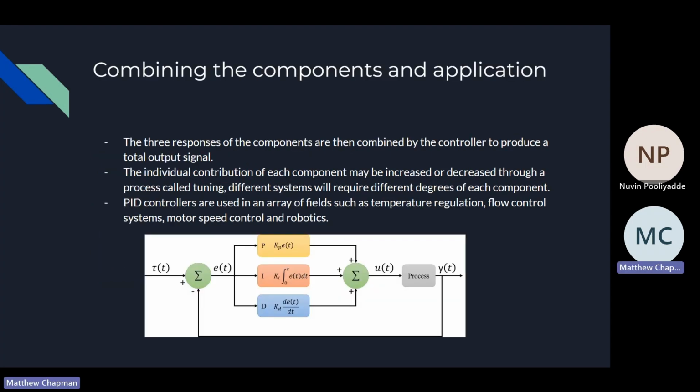Combining the components and application. The three responses of the components are then combined by the controller to produce the total output signal. The individual contribution of each component may be increased or decreased through a process called tuning. Different systems will require different degrees of each component. PID controllers are used in an array of fields such as temperature regulation, flow control, motor speed control, and robotics.